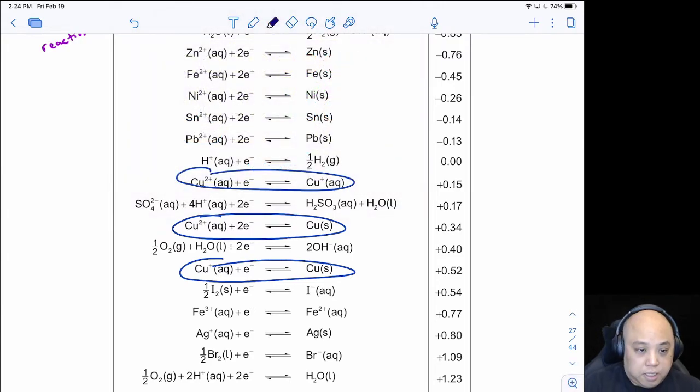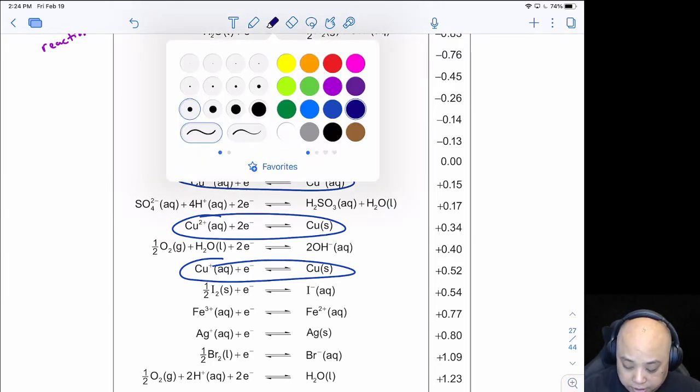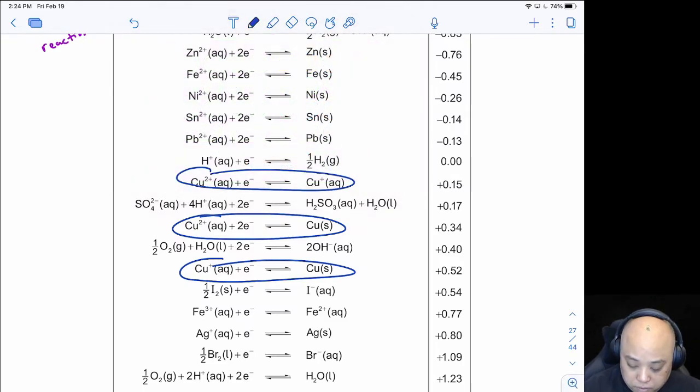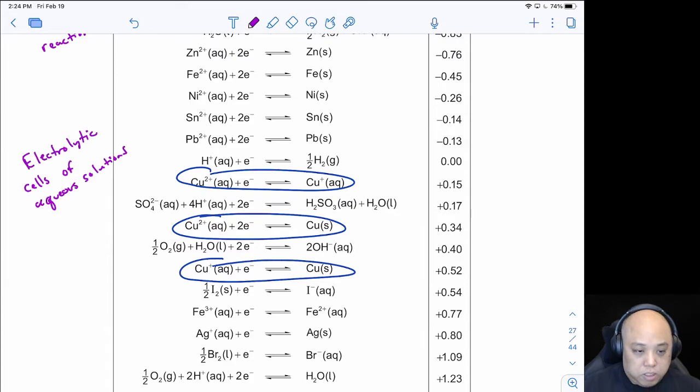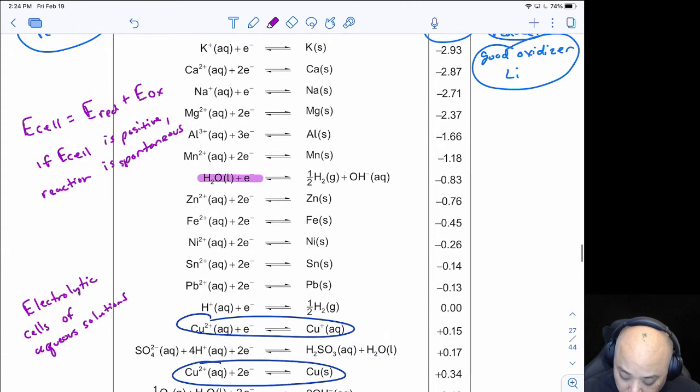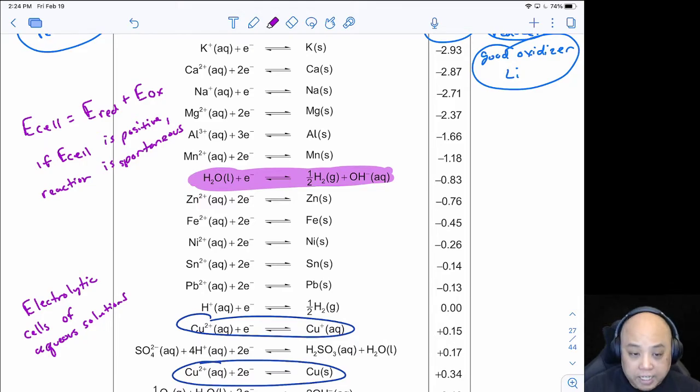Okay. Now the last thing on here is the fact that for electrolytic cells, cells of aqueous solutions, what's nice is the IB actually provides you the reactions of water for its oxidation and reduction. If you look closely here, water's reduction is right here. It's water gaining an electron to form hydrogen gas and hydroxide.